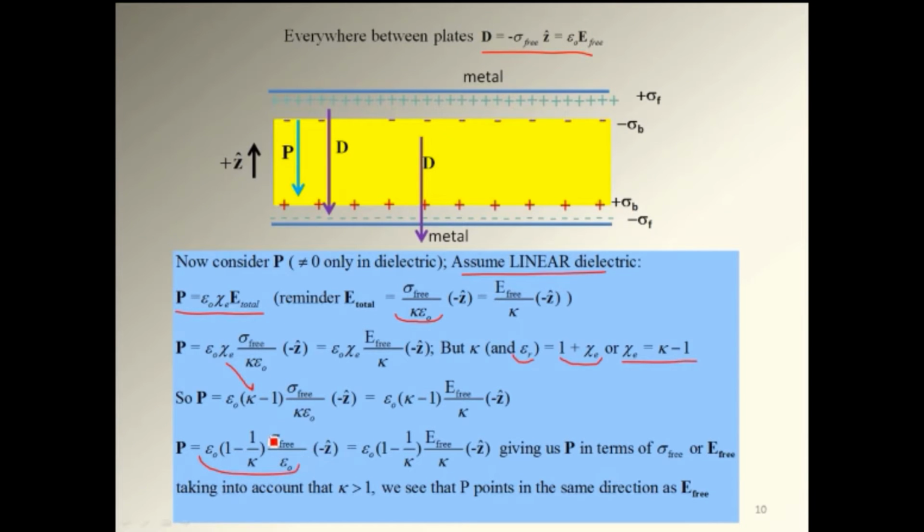So we have it in terms of the free charge density, or it's equal to this in terms of the E free value. That gives us P in terms of sigma free, E sub free. By the way, we did the same thing for E total. We're doing this as a function of these two values. Taking into account that kappa is greater than 1, we see that P points in the same direction as E free.